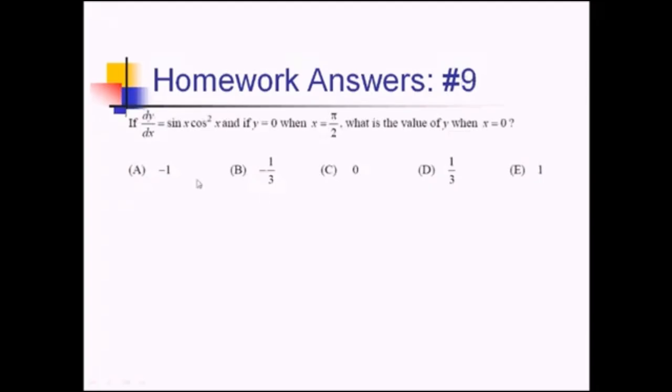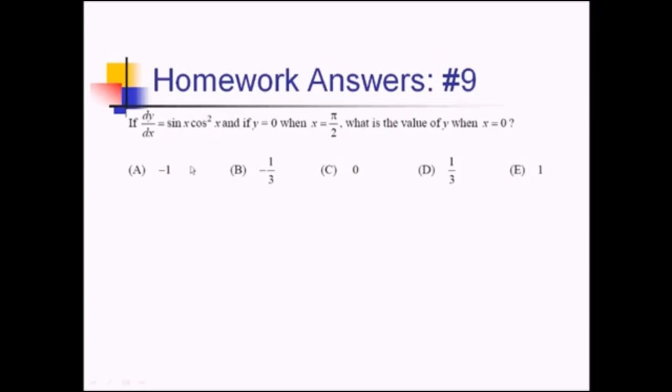On this problem, I'm given that the derivative of y with respect to x is sine of x cosine squared of x, and I'm told that when x equals pi over 2, y equals 0. Based off of that, I want the value of y when x equals 0. Okay, so this is the kind of problem you would typically see in an introductory differential equations chapter, but we actually do have enough right now at this point in the year to figure this one out.